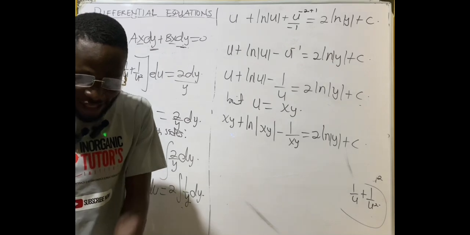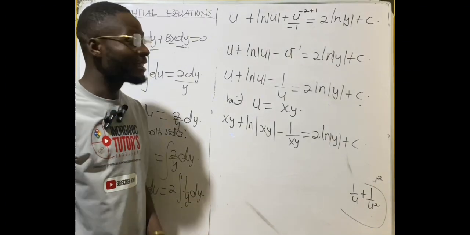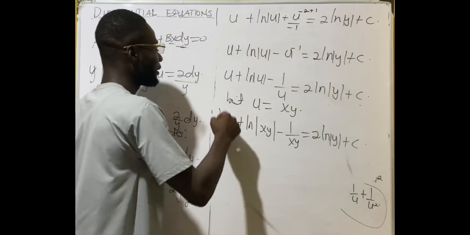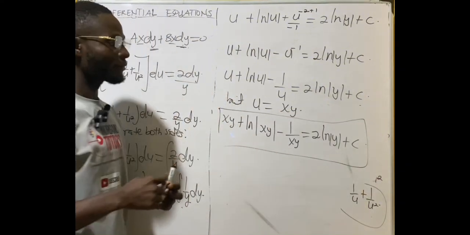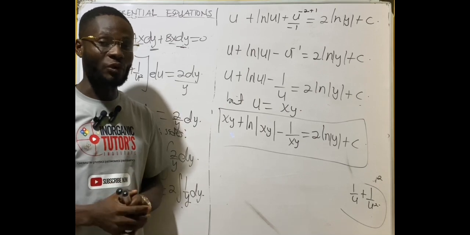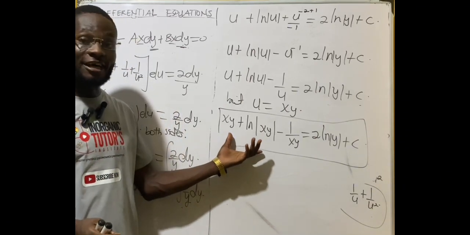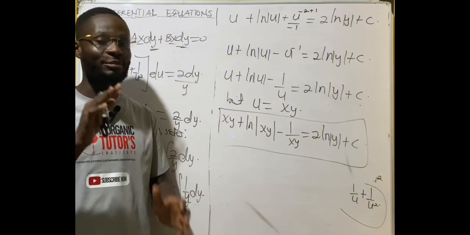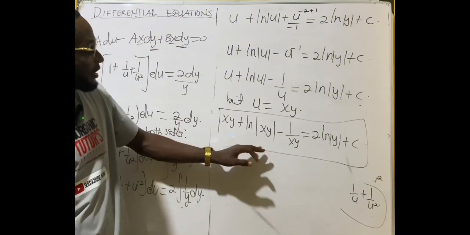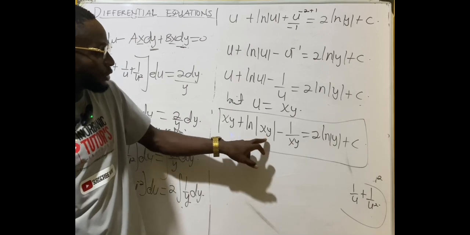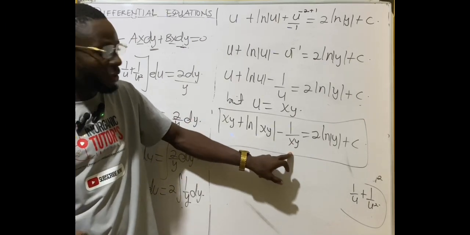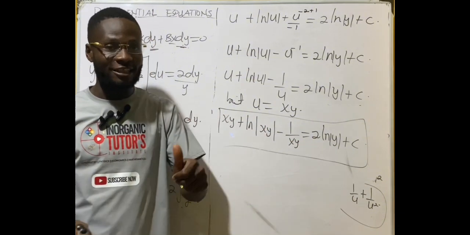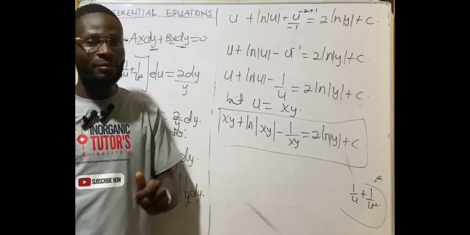Okay, so that is the end of this question number 1, as we have our final answer here. That is basically for question number 1. All that we were solving up and down, this is our final answer: xy plus ln of xy minus 1 over xy equals 2 ln y plus c. And that is our final answer for question number 1.